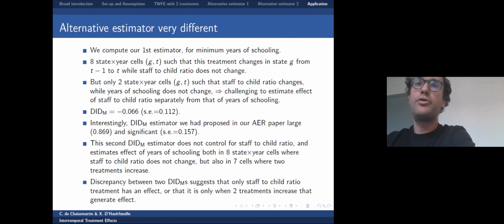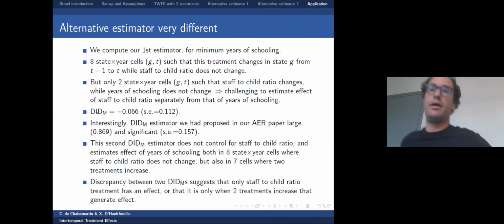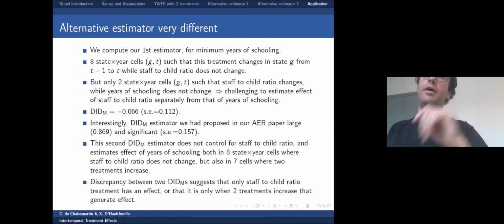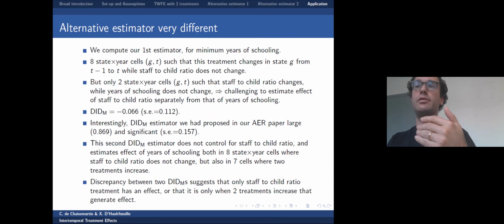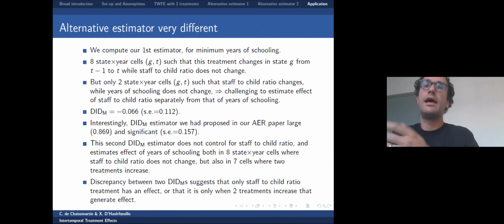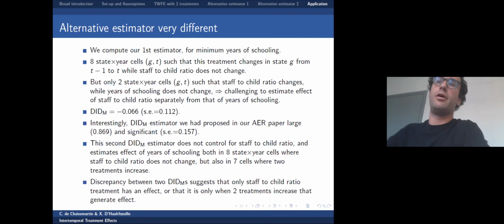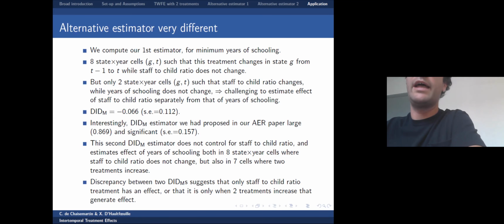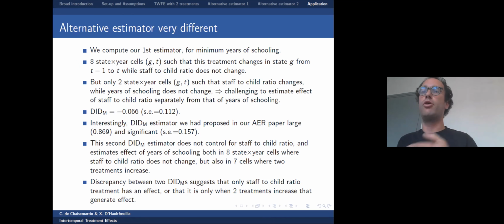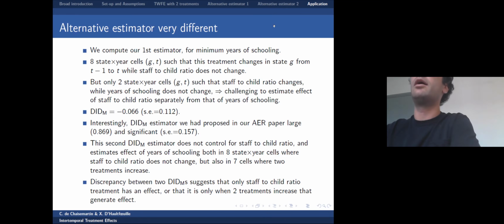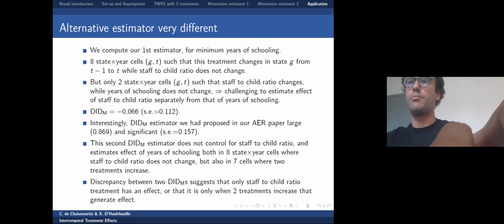Okay, and we compute our DIDM estimator with several treatments. So that's the estimator that assumes that there are no dynamic treatment effects. And we find that it's pretty different from the estimator that the authors had. Now I'm going to leave the floor to Jimena. So that's the first alternative estimator that we propose. Now Jimena is going to show you what she obtains in her own research when she computes the second alternative estimator that we propose, the one that's robust to dynamic treatment effects.